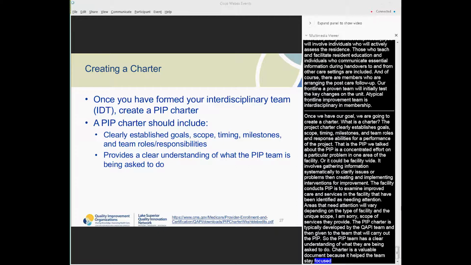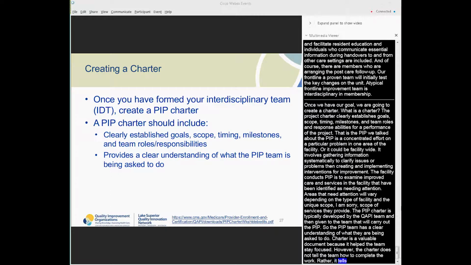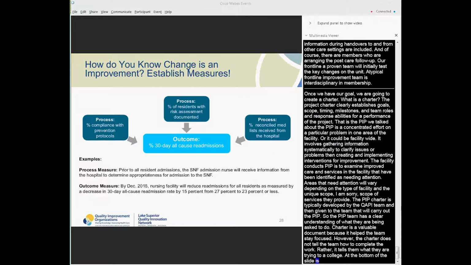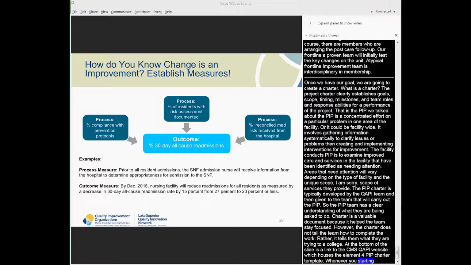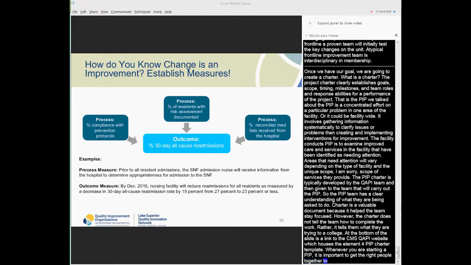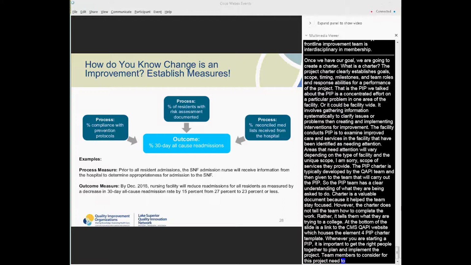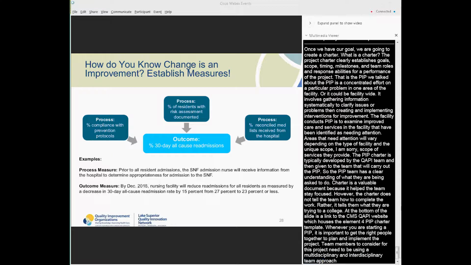At the bottom of the slide is the link to the CMS QA-PI website, which houses the Element 4 PIP charter template. Whenever you're starting a PIP, it's important to get the right people together to plan and implement the project. Team members to consider for this project need to be using a multidisciplinary and interdisciplinary team approach to select the changes, strategies, and interventions to bring about that improvement.